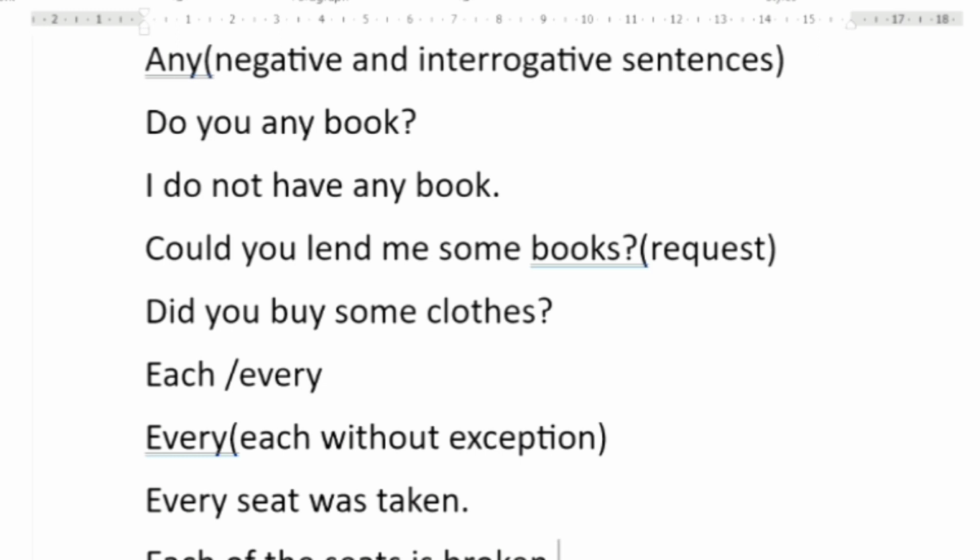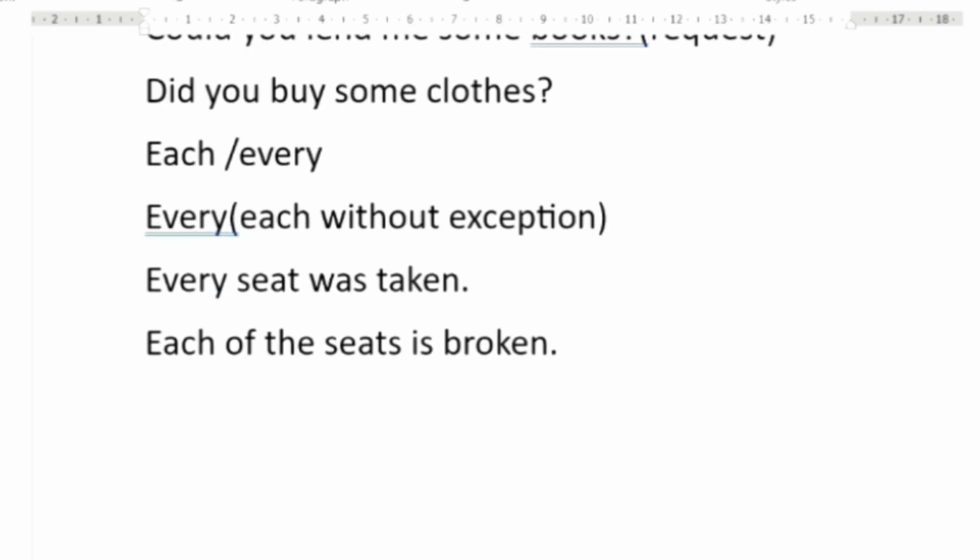So once again, each and every are basically used in the same context, but every is a stronger word. It means each without exception. Second thing, every can be used when the number is more, whereas each is used when the number is limited. Okay? Next, let's take up the most confusing words, that is little, a little, and the little.